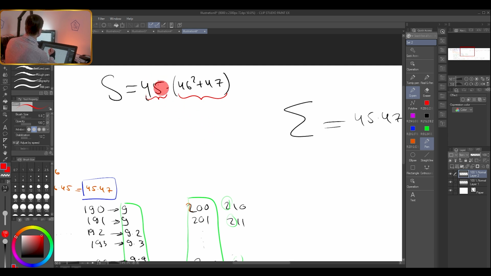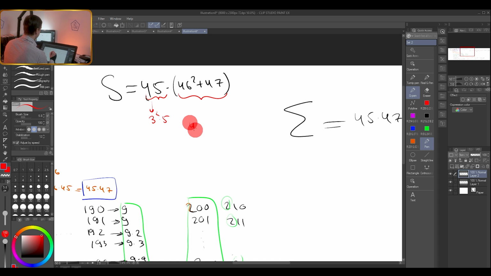Well, it doesn't make any sense to look for this prime number inside 45 because the only prime divisors here are 3 and 5. Well, 3 squared times 5, and from 45 S has only prime divisors like 3 and 5, which are very small numbers. So of course, if we want the largest prime factor, we should look at this one: 46 squared plus 47.